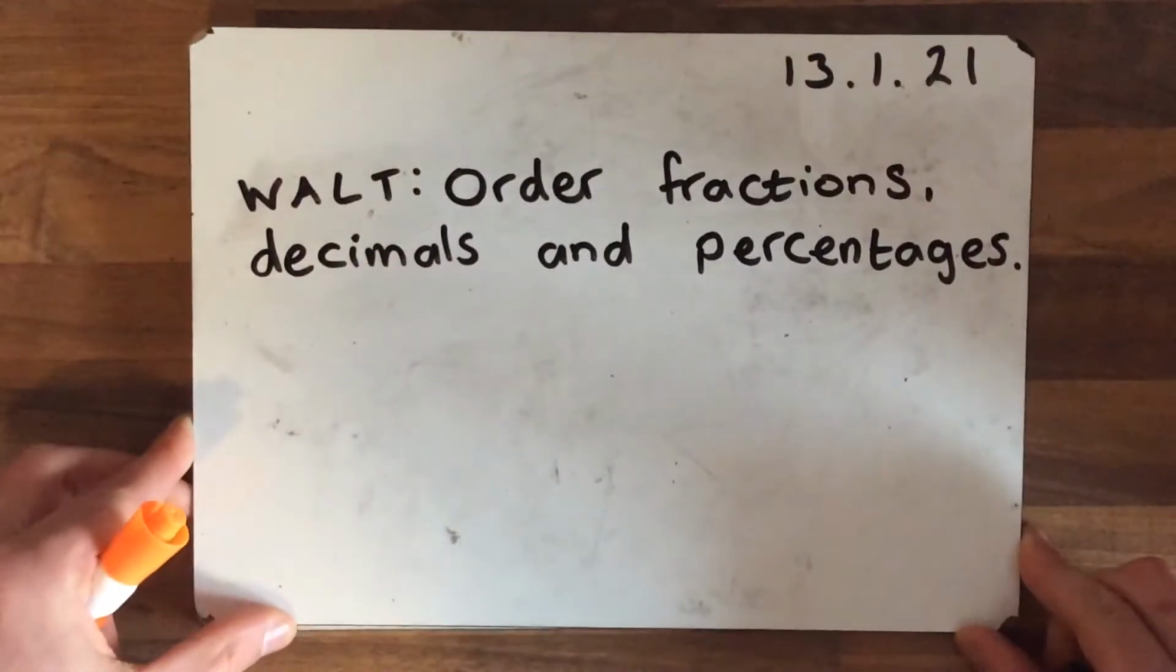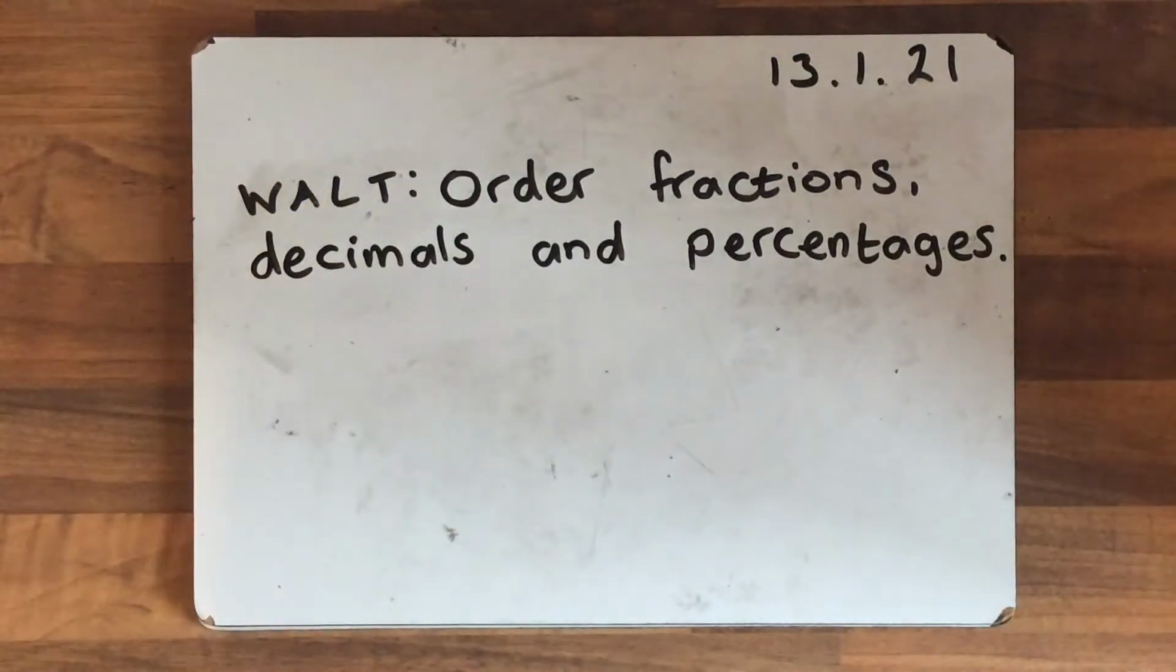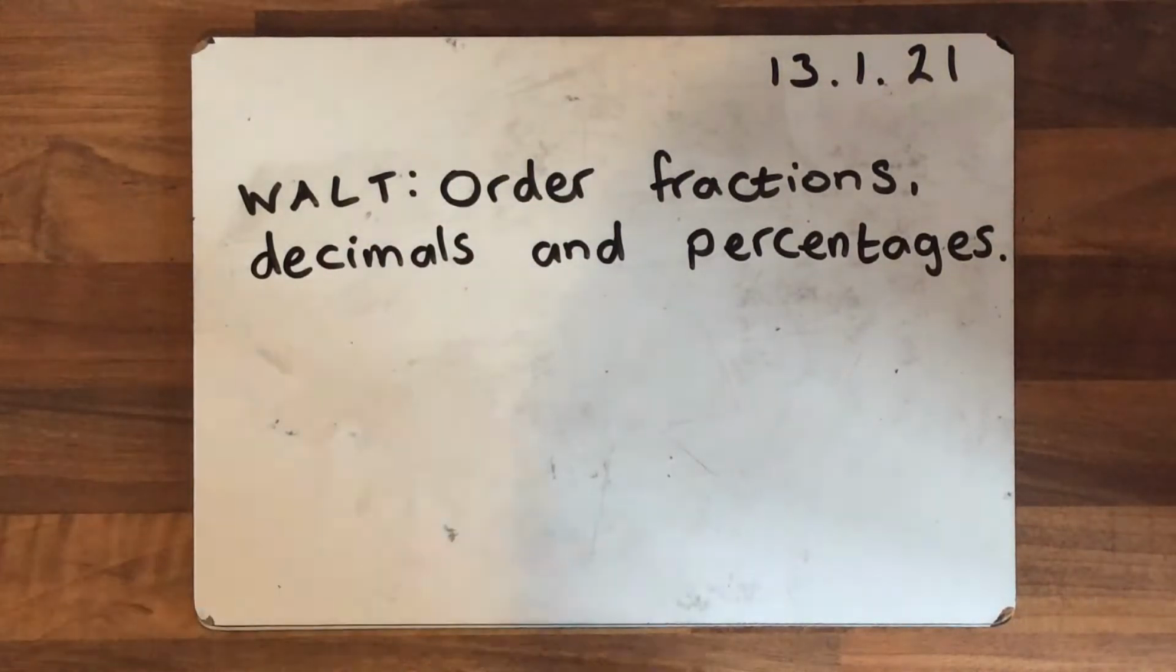Okay then, Year 6. So what we are looking at today is this. We are learning to order fractions, decimals and percentages. So the learning that we did yesterday was really important for us to complete today's lesson effectively. Yesterday we looked at equivalent fractions, decimals and percentages, converting them so they were still the same size but just displaying it in different ways, as a fraction, as a decimal or as a percentage.